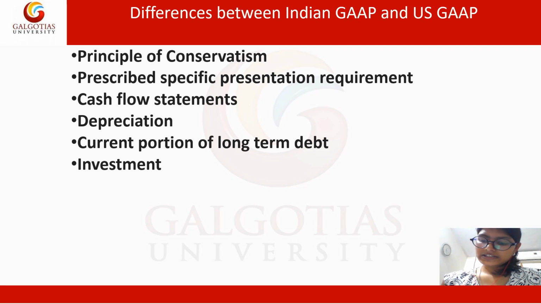Finally, in case of the US GAAP, the investments are classified as held to maturity, trading security, and available for sale securities. And these are further segregated as current or non-current investment on individual basis. But as per the Indian GAAP, investments are classified as current, long-term, and investment in property.